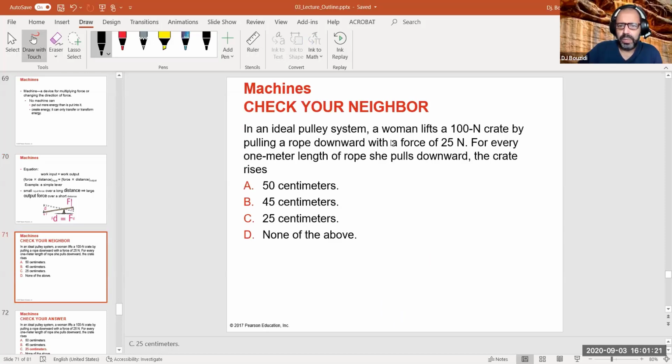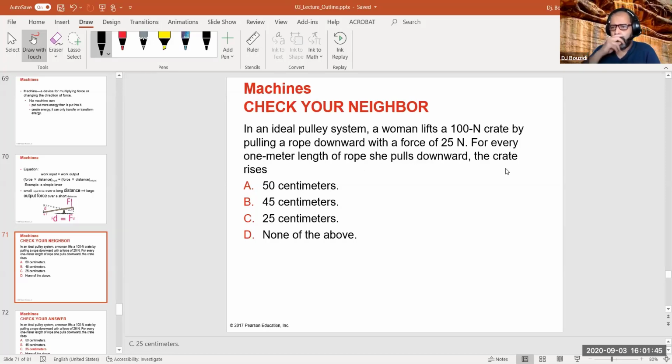Okay, an ideal pulley system: a woman lifts a 100 Newton crate by pulling a rope downward with a force of 25 Newtons. And why did they pick a woman? I don't know. Anybody? Child, for that matter. 25 Newton. For every 1 meter length of rope, she pulls downward the crate how much?